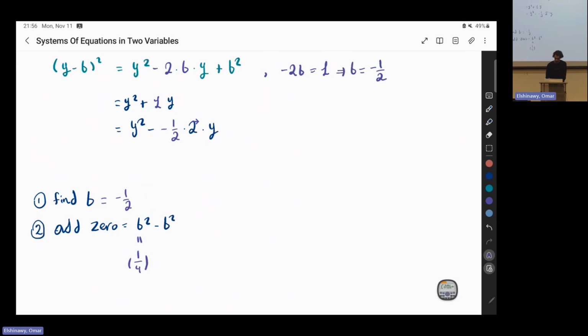You can't just make it y squared plus y. It was y squared plus y, but I needed to be in the form y minus b squared. So I need y squared minus 2by plus b squared. So I do this manipulation. And then the final thing I need to do is add 0. So how do I add 0? What quantity should I add?